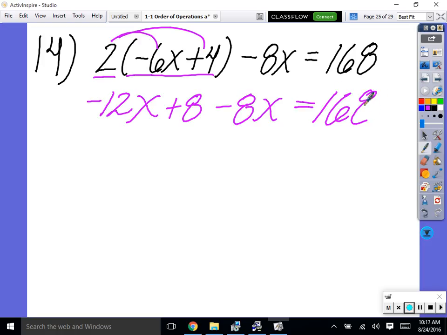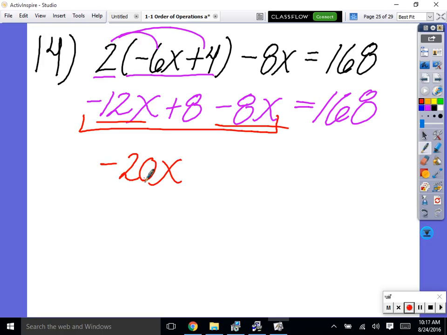Now remember, our first step is to combine all like terms. So over here, don't you see that we have a negative 12x and a negative 8x? Now think about it very carefully. Negative 12x's minus 8 more x's is negative 20x's, right? So we have negative 20x's, and then we have plus 8, because there's nothing to combine with 8, and that's equal to 168. Is everybody comfortable up to there? If not, say, wait, can you explain that one more time, or can I see that again?